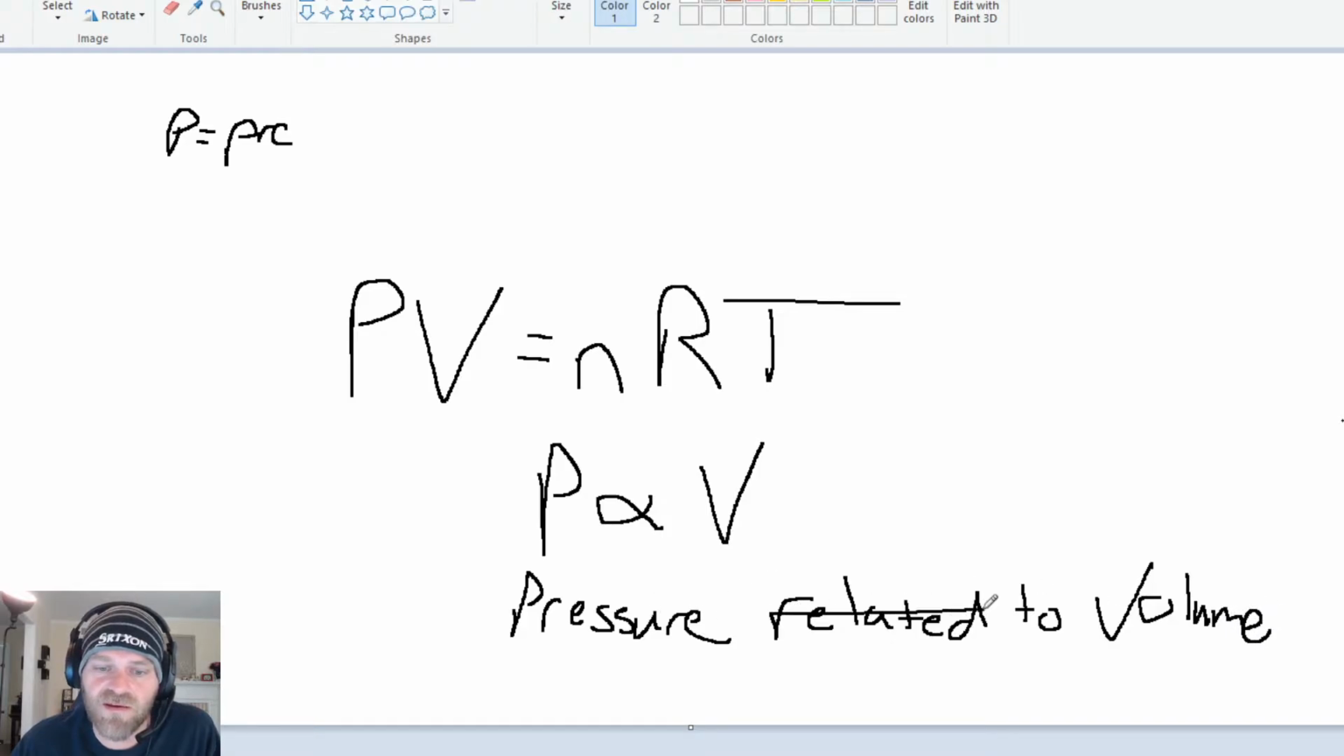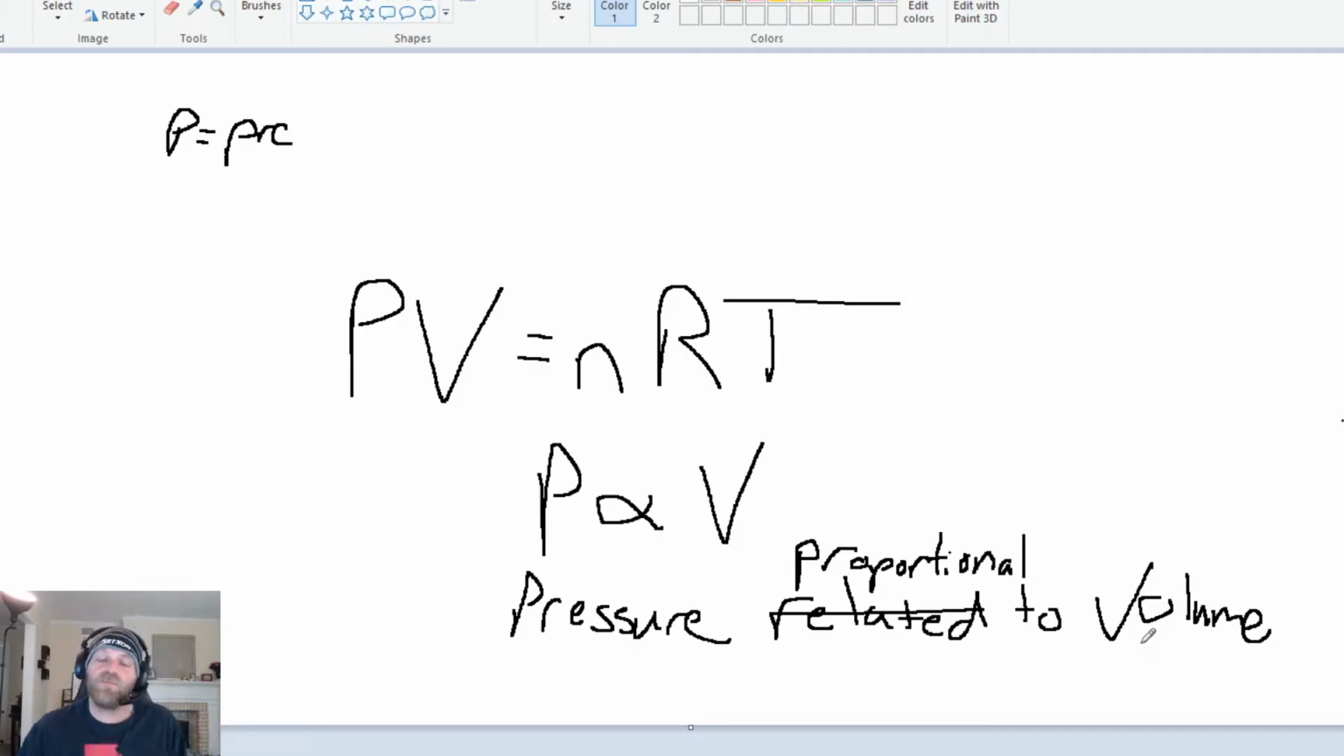Sorry about the writing here. Pressure proportional. What does proportional mean? Proportional means if one goes up, the other goes up at about the same rate. Okay? Proportional to volume. If you see this, let me erase all that.